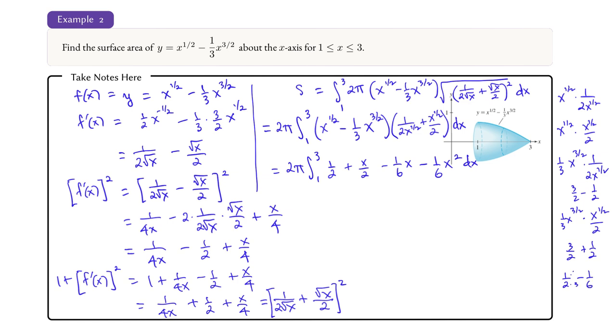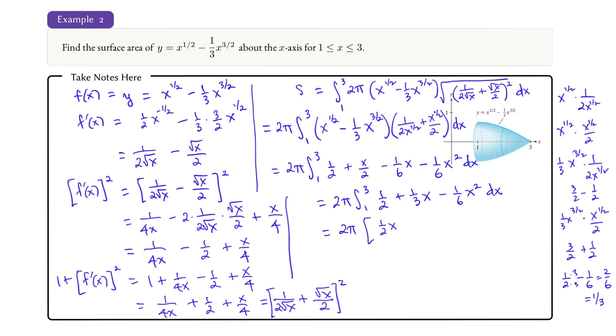We still need to combine like terms. 1/2 x minus 1/6 x is 1/3 x. This integral is now 2 pi, the integral from 1 to 3, of 1/2 plus 1/3 x minus 1/6 x squared dx. We can now find the antiderivative of each of the terms.